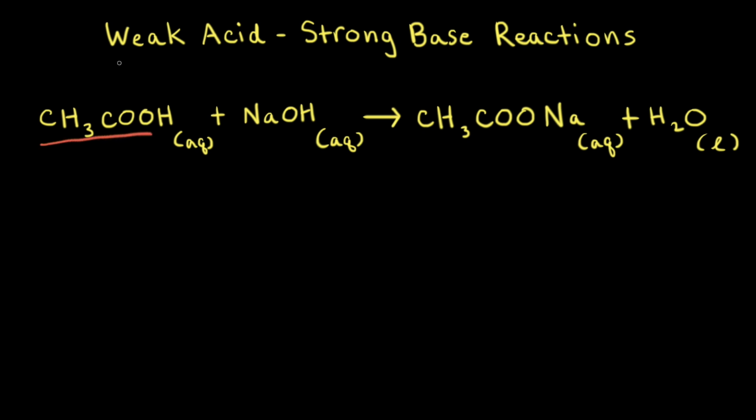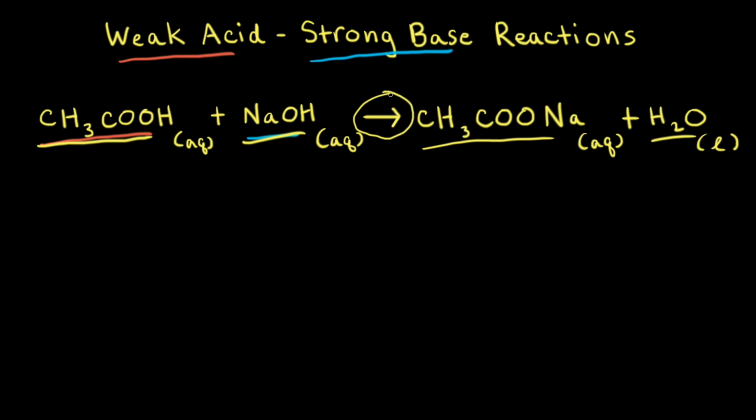Acetic acid is an example of a weak acid, and sodium hydroxide is an example of a strong base. When acetic acid reacts with sodium hydroxide, an aqueous solution of sodium acetate is formed along with water. Since this reaction is an acid-base neutralization reaction, and these reactions go to completion, instead of using an equilibrium arrow, we simply draw an arrow going to the right.